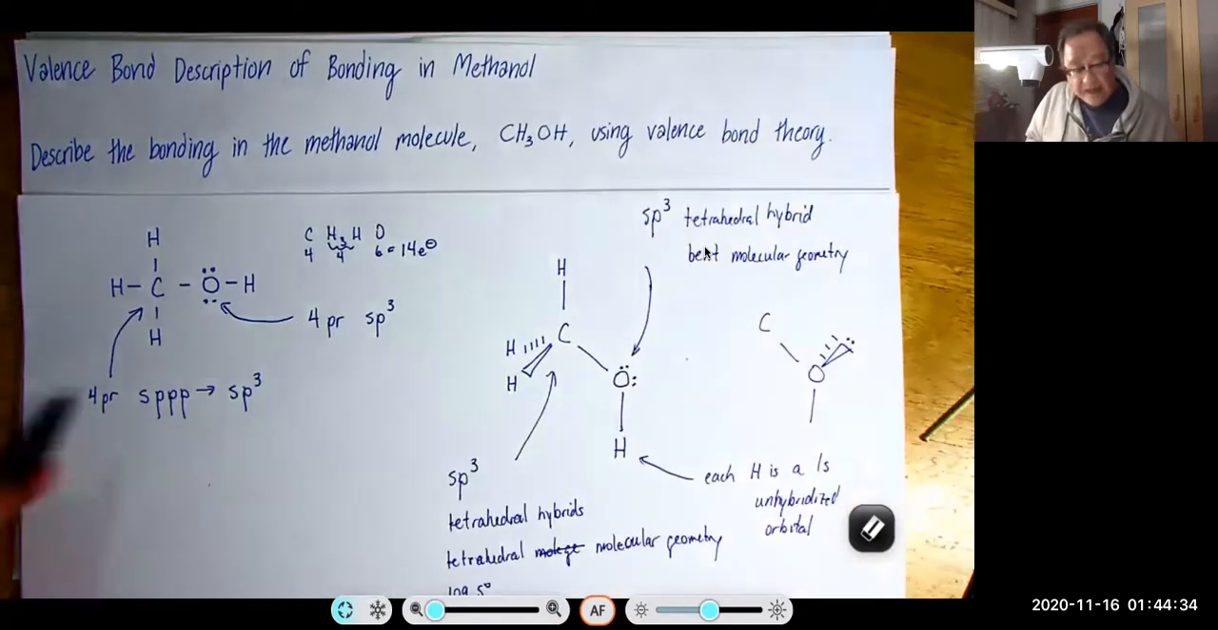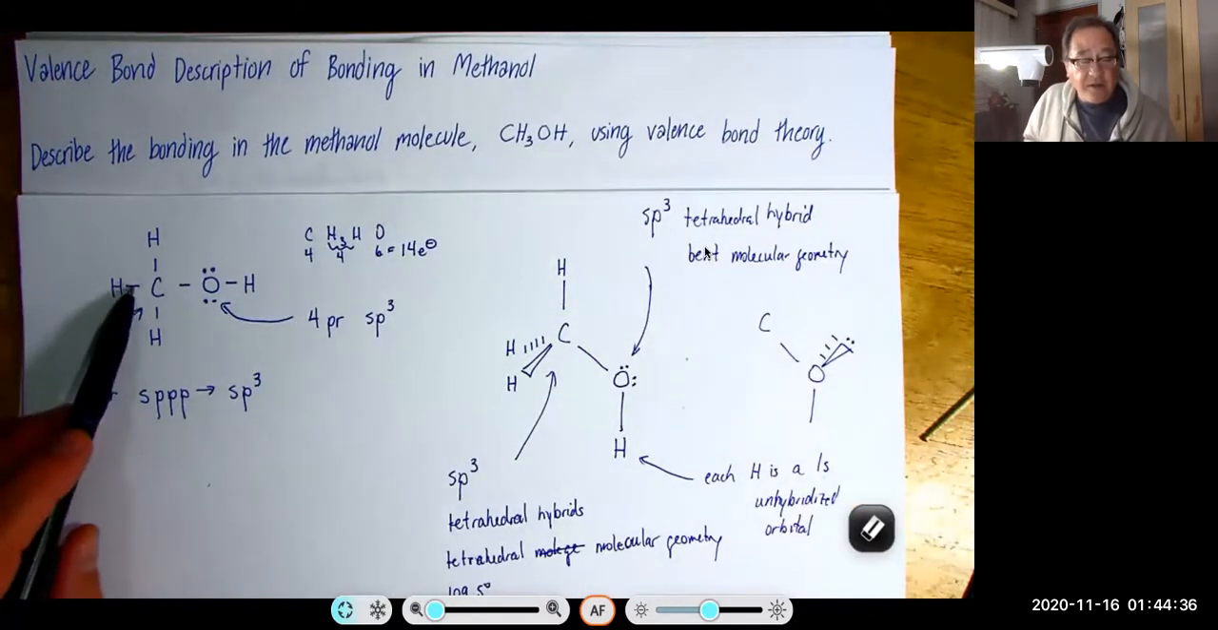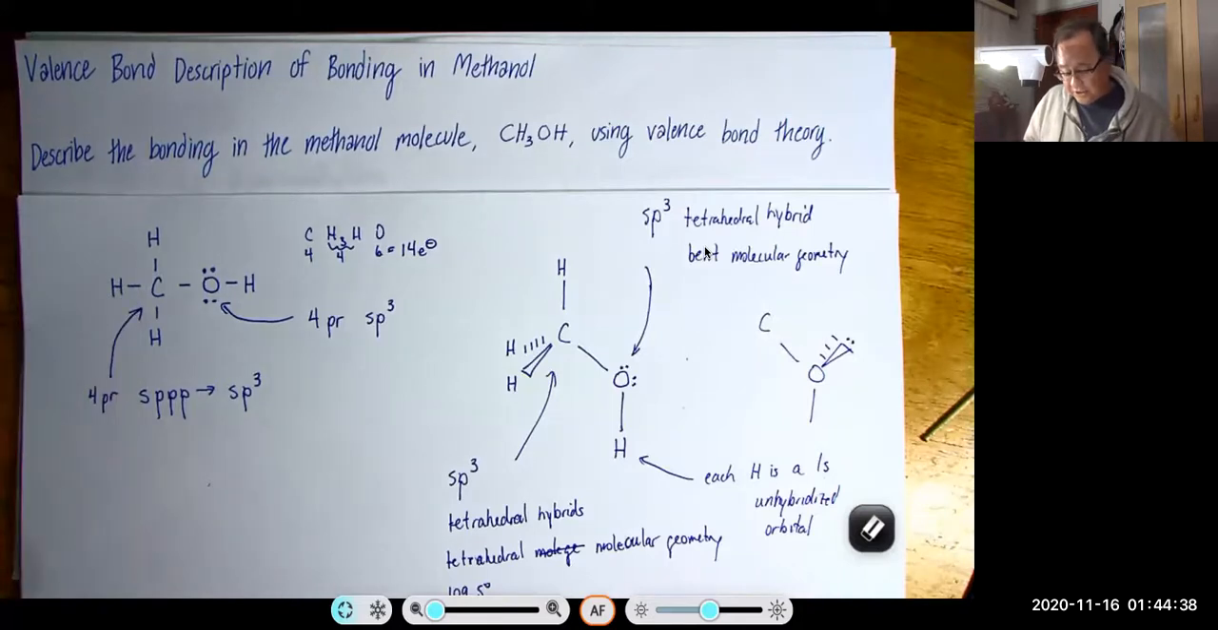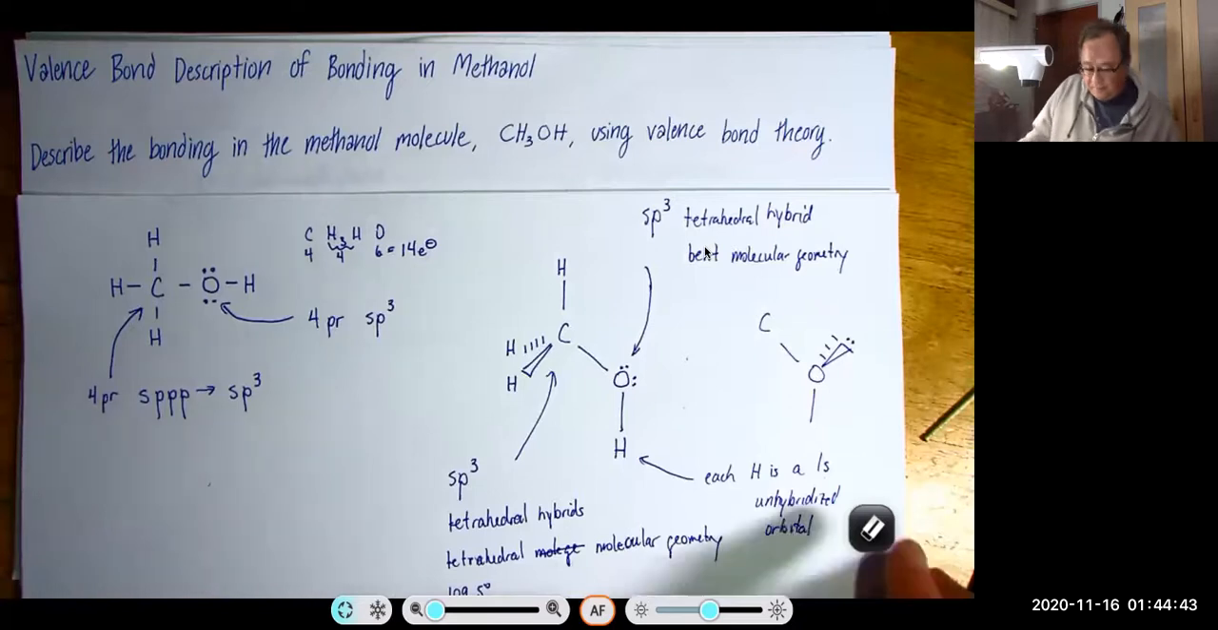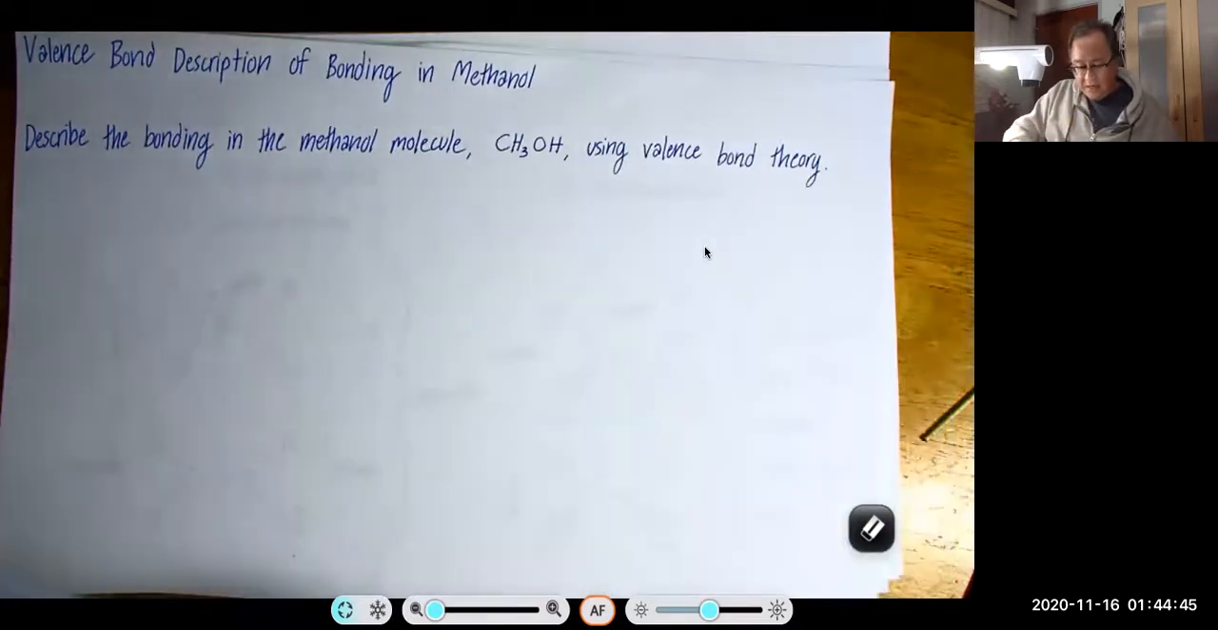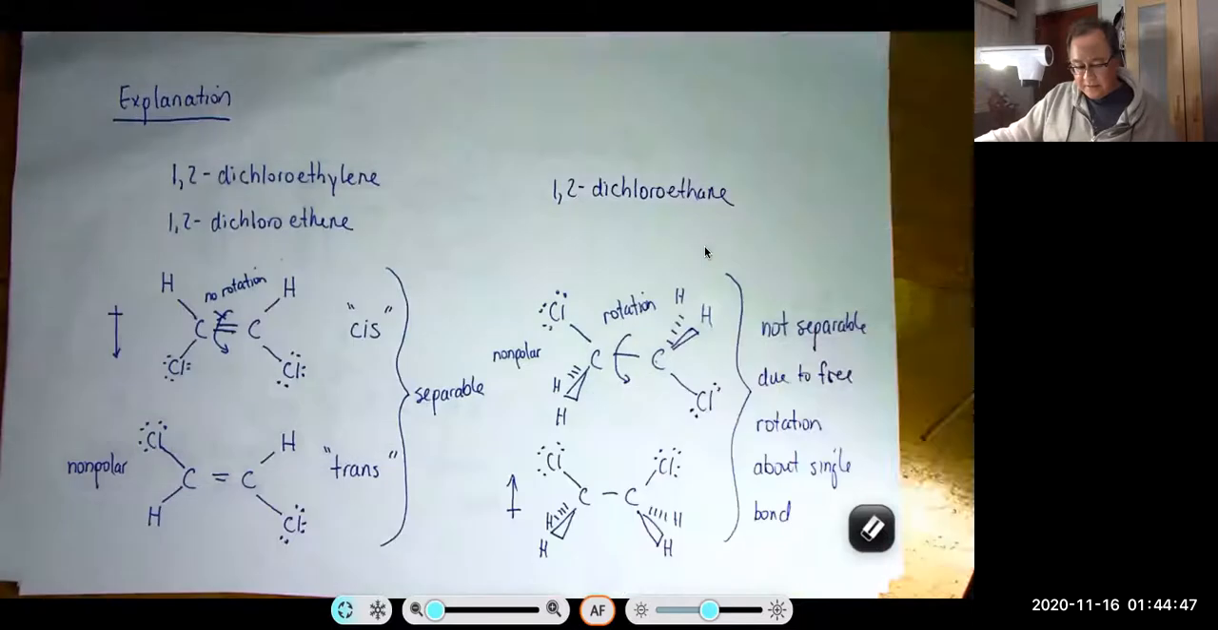So it's that easy. Count how many pairs. From the pairs, you get the hybridization, and you go from there. Okay. All right. Let's take a look at another one here.